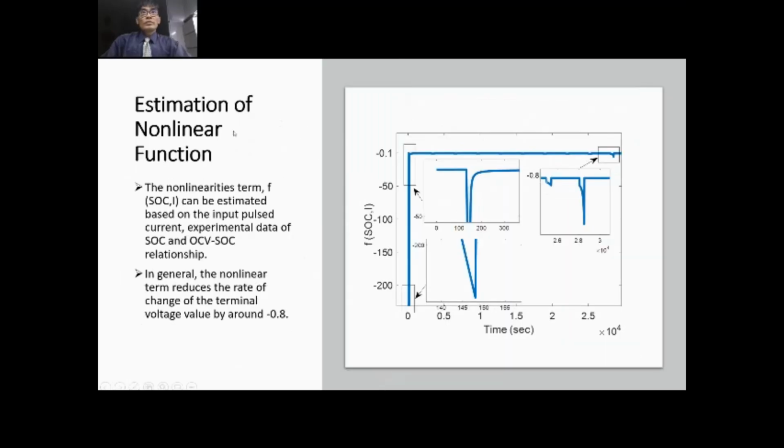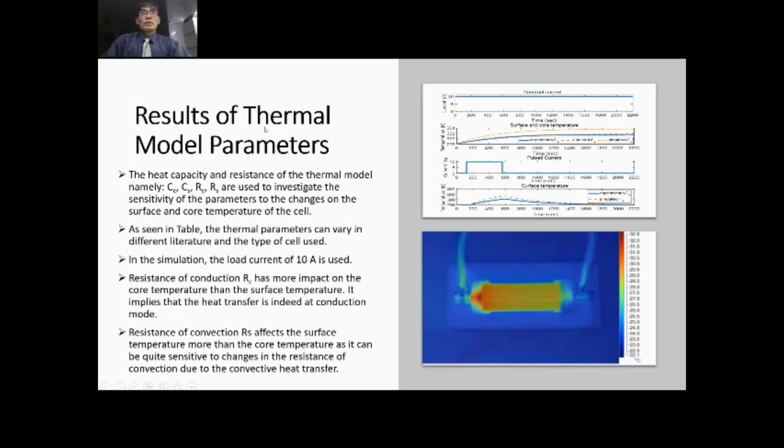So the result of the thermal model's parameters: the heat capacity and the resistance of the thermal model, namely CC, CS, RC and RS, are used to investigate the sensitivity of the parameters, that is, how sensitive the parameters are to changes in the surface and core temperature of the cell. As seen in the tables, you can find that the thermal parameters can vary at different temperatures and even in different literature, and also by type of cell. In this simulation, a load current of 10 amps is used.